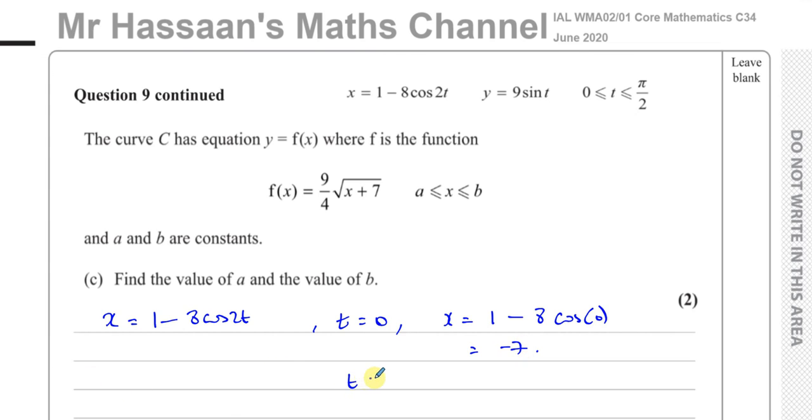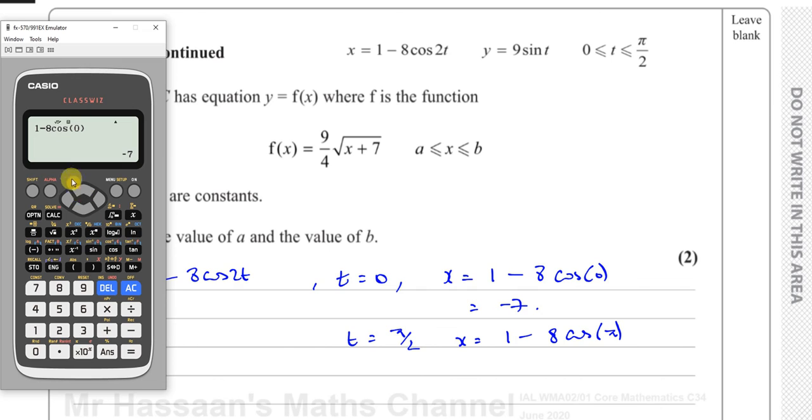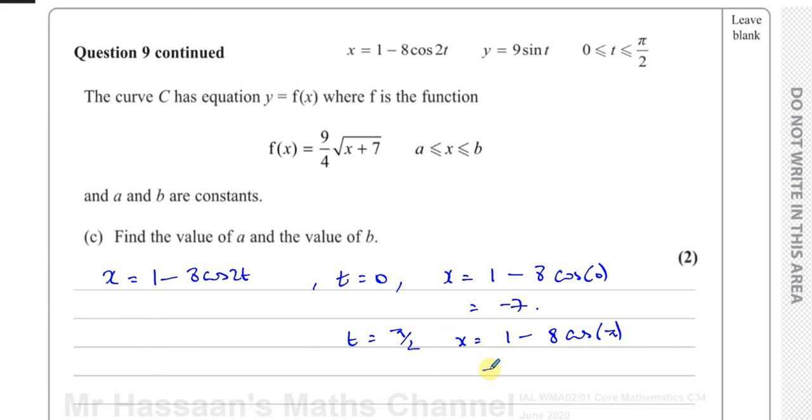And when t is equal to pi over 2, we've got to find what x is. x is going to be 1 minus 8 times the cosine of 2 times pi over 2, which is pi. And the cosine of pi is negative 1. So this is going to give you 1 minus negative 8, which is 1 plus 8, which is 9. Because cosine of pi is minus 1, so it's 1 plus 8, which is 9.